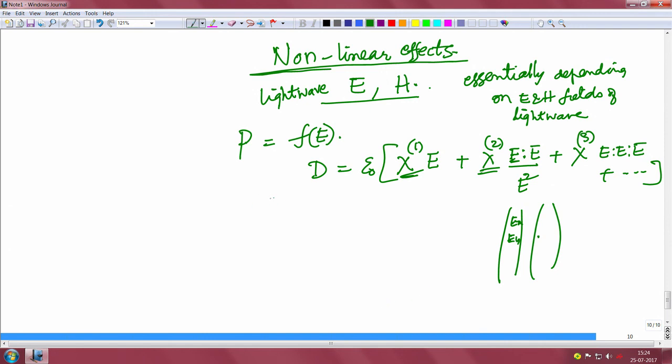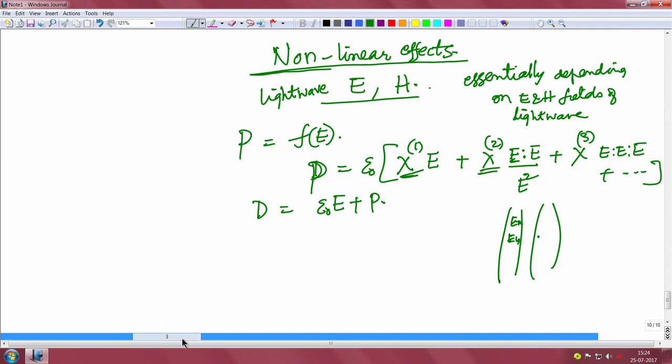So, this is P and D is expressed in terms of epsilon naught E plus P. If we look at the wave equations, on the right hand side we have been getting a linear term, but it is also possible to obtain squares and cubes of the electric field on the right hand side of the wave equation, which implies that there is a nonlinear phenomenon. The equations are nonlinear.